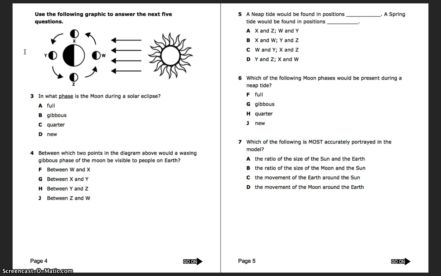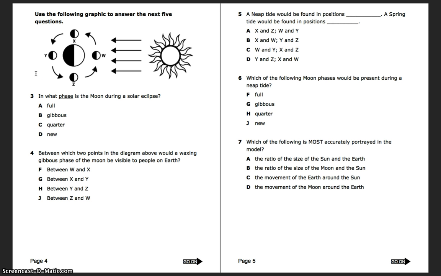Number 5. A neap tide would be found in positions blank. A spring tide would be found in positions blank. A, X and Z. W and Y. B, X and W. Y and Z. C, W and Y. X and Z. D, Y and Z. X and W.